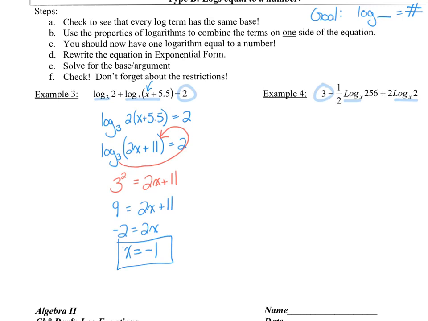All right, so moving on to example 4. Again, we already talked about how we have 2 logs on one side equaling a number. The bases are the same. That's actually what we're trying to solve for. So the goal for this problem is to get a single log on one side of the equal sign and just a number on the other side of the equal sign.